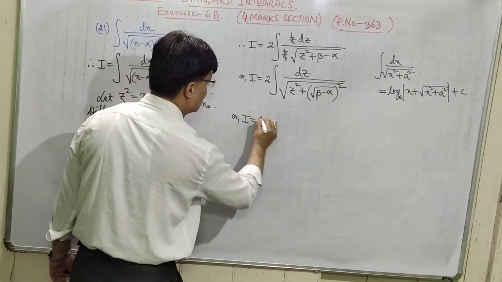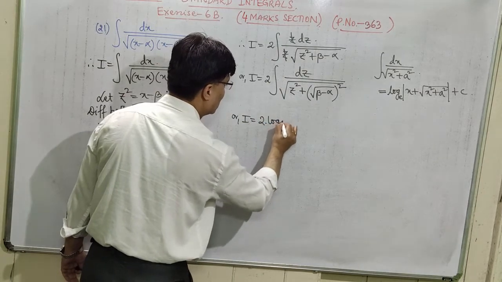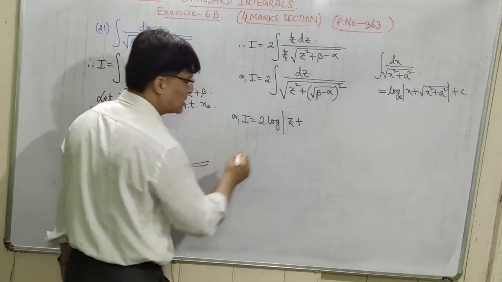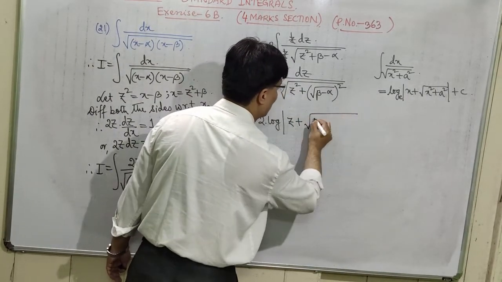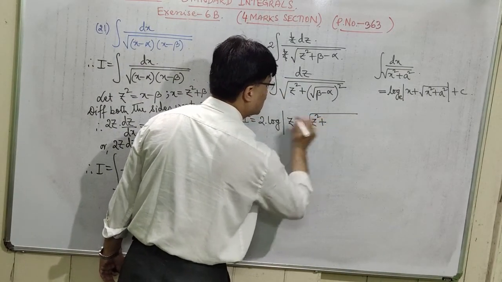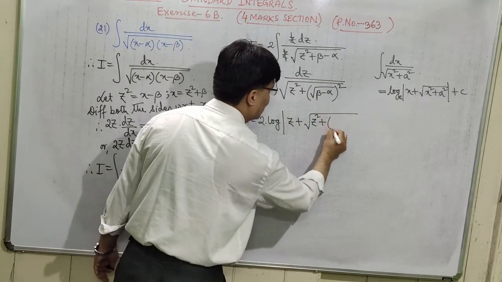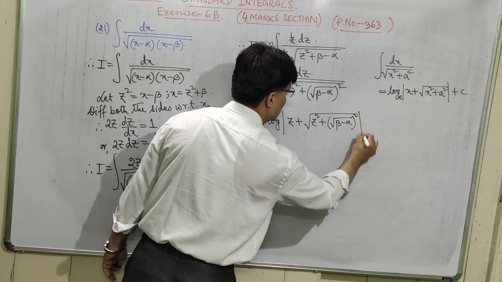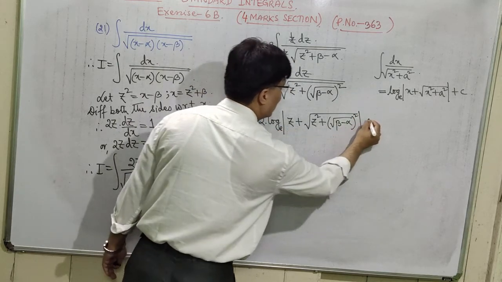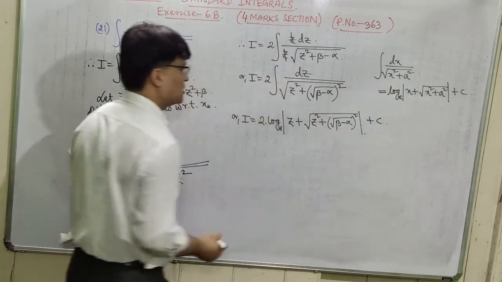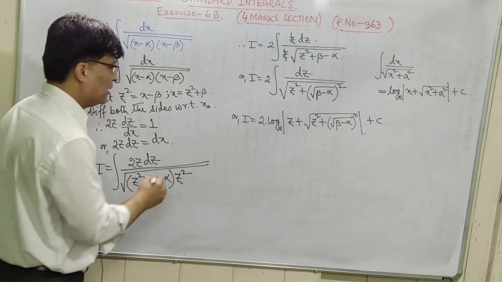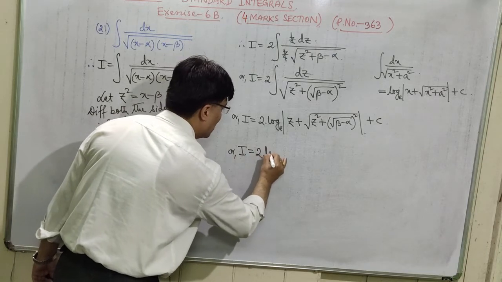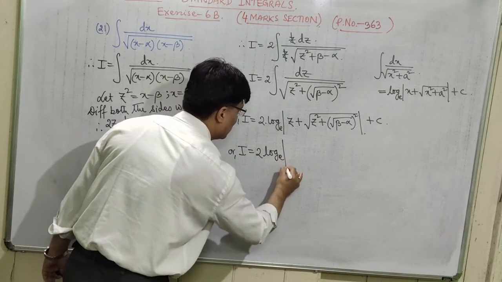So or I is equal to 2 into log within mod, what is x? z plus root over, what is x square? z square plus, what is a whole square? It is root over beta minus alpha whole square, mod sign closed, the base is e, so it is plus c.